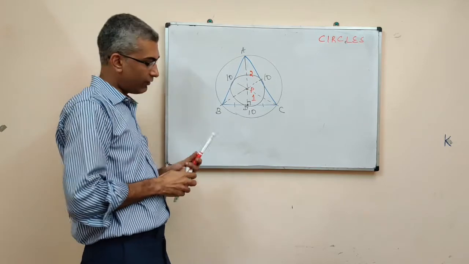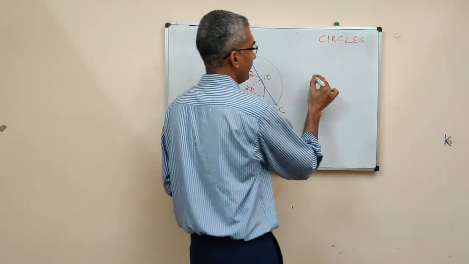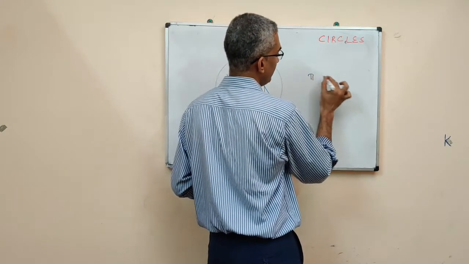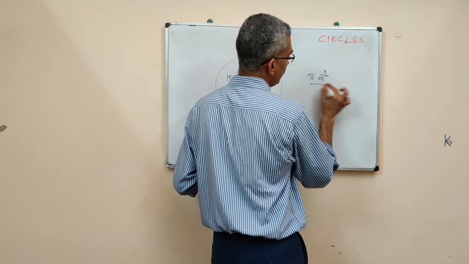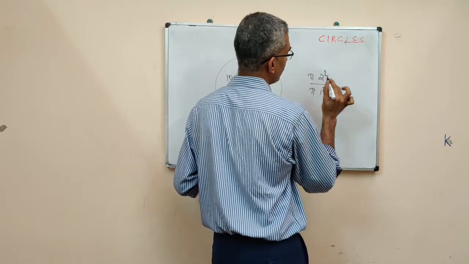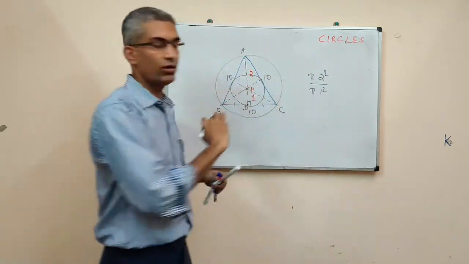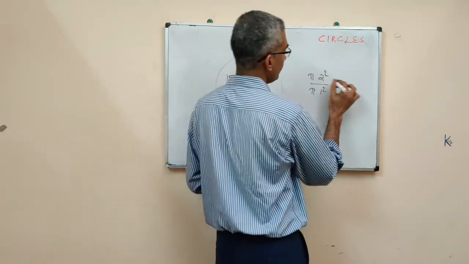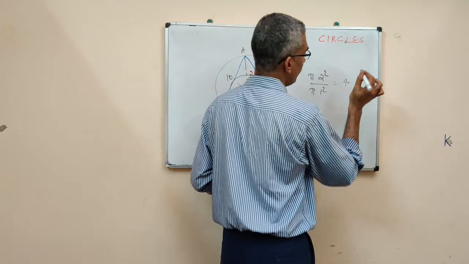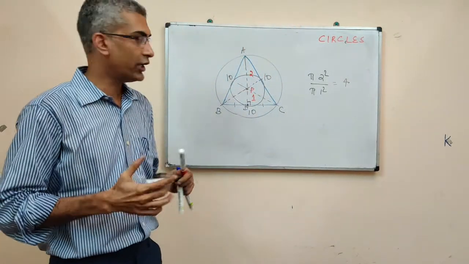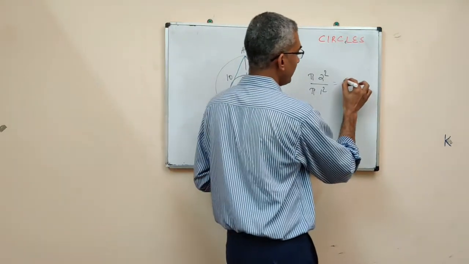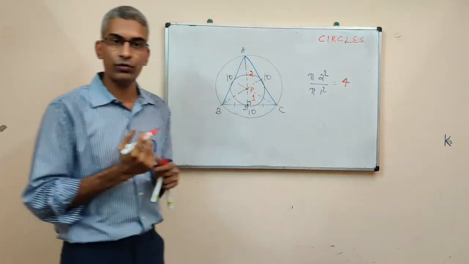So the ratio of the areas will be pi 2 square by pi 1 square. There will be some constant here which I am not taking. So the ratio will be 4. So the ratio of the area of the bigger circle to the smaller circle will be 4.